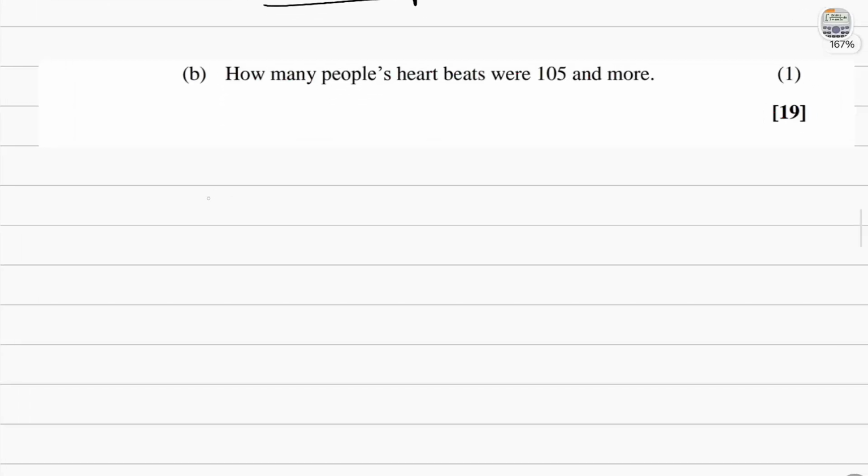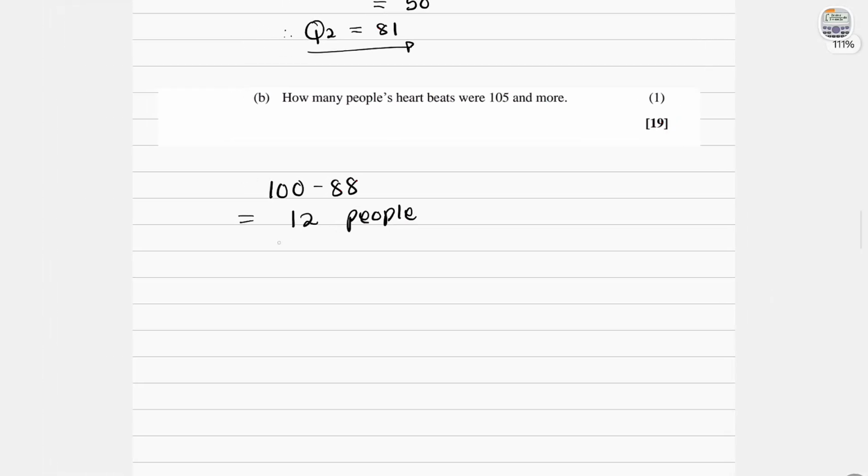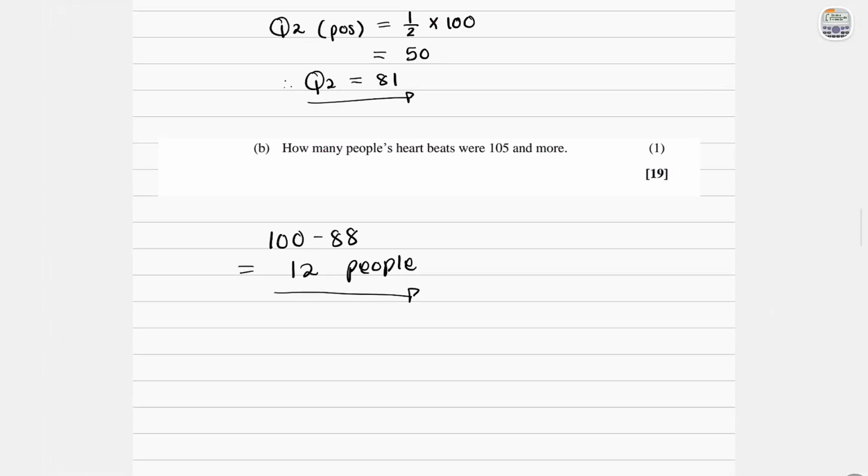Okay, so I'll just take it like that. 100 minus 88, and we will get that. 100 minus 88 is equal to 12. So about 12 people, there will probably be a range of answers that they will accept. And that is our answer for that. And that is it for question 2.